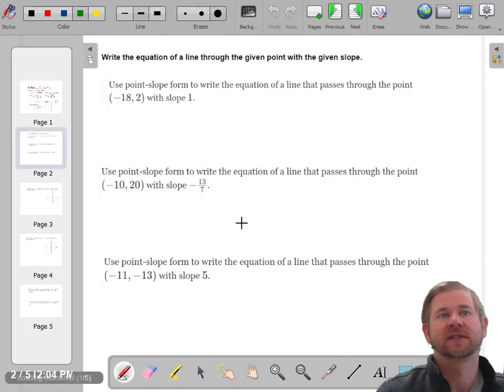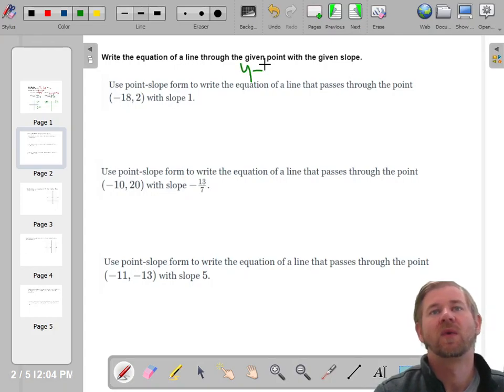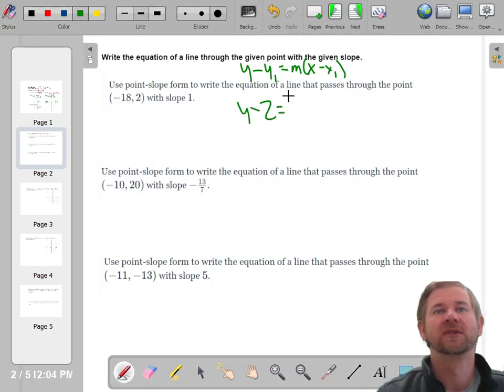When you're writing the equation of a line: y minus y1 equals m times (x minus x1). So y minus, what's the y-coordinate? 2. The slope we're using, 1. X minus, what's the x-coordinate? Negative 18. X minus negative 18, we don't ever write that. We're going to put x plus 18. You're done. That's point slope.